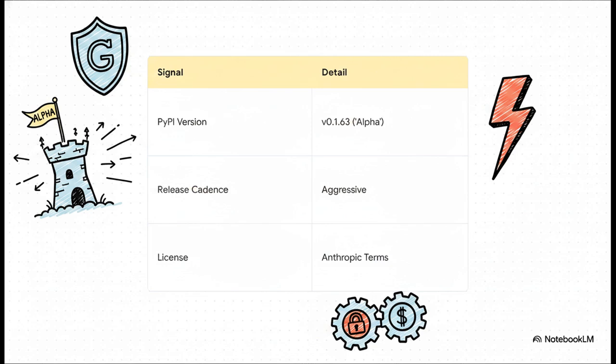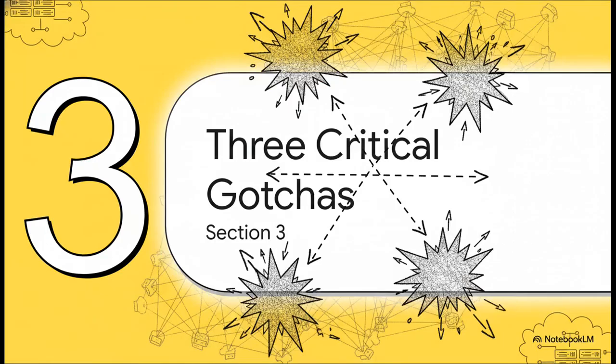While the code might be open source, how you can use it is all tied up in Anthropic's commercial terms. And look, that data privacy problem, that's just the tip of the iceberg. Our analysis found 3 major gotchas you absolutely have to know about before you write a single line of code for this kind of hybrid system.